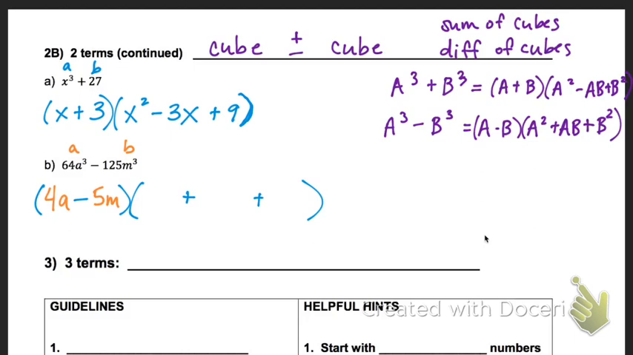Then a squared, I'm going to square 4a. So what is that? 16a squared. Then I'm going to combine the 4a and the 5m to be 20am. Then I'm going to square the 5m: 25. Even if it's negative, you just keep it. The signs will never change. So that is what I memorize about these formulas.